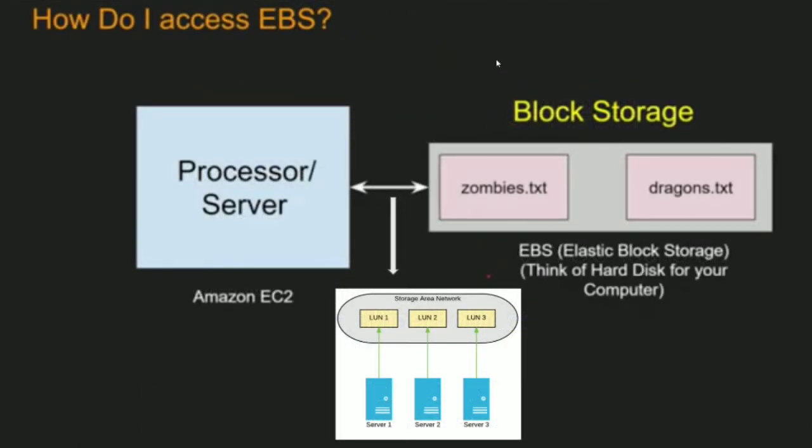How can I access my block storage? You have a server, an Amazon EC2 instance, and you have block storage, that is a volume, and a text file called zombia.txt. If I want to put the text file in, it is split and placed in various blocks by the SAN.